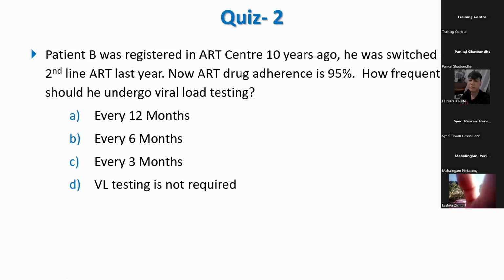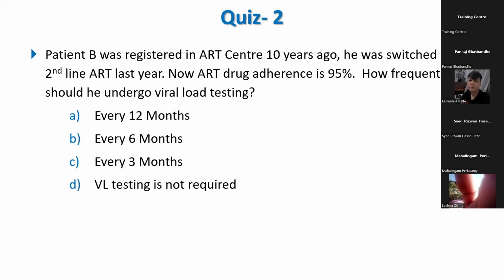Next, let's go to the next question. Here, patient B was registered in ART center 10 years ago and he has been switched to second line ART. So please note, the patient is on second line ART. Now the ART adherence is 95%. How frequently should the client undergo viral load testing? Is it every 12 months, 6 months, 3 months, or testing is not required?